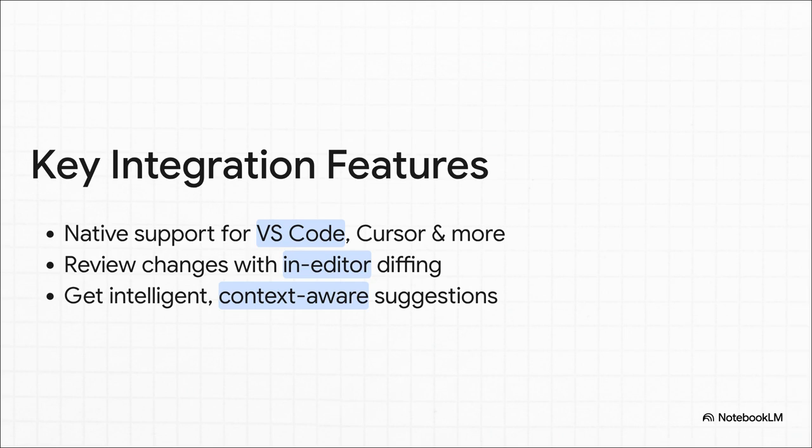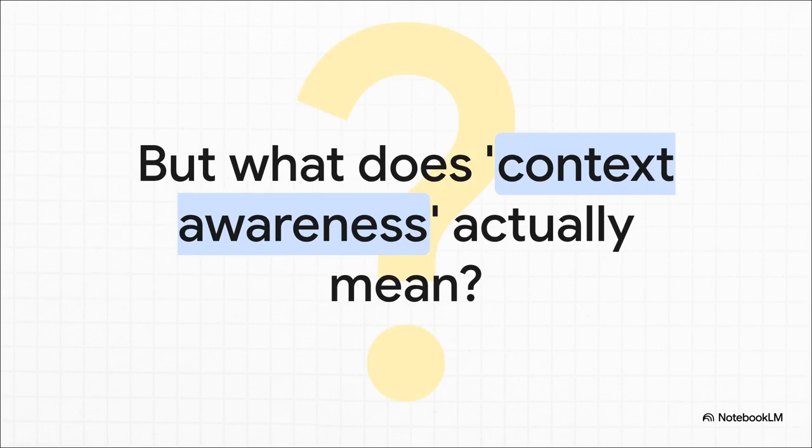You can review all its suggested code changes using the native diffing tool you already know and love. No more switching windows or copy-pasting. It's all right there. Now, that last point on the slide, context-aware suggestions. That's a phrase we hear thrown around a lot with AI tools. But what does it actually mean in this case? What does it do for you?